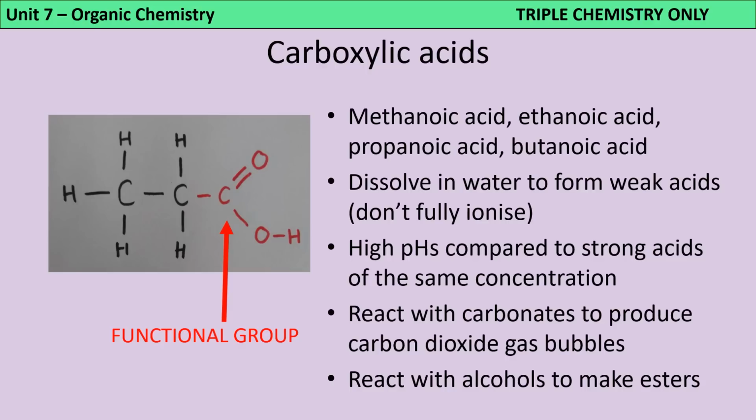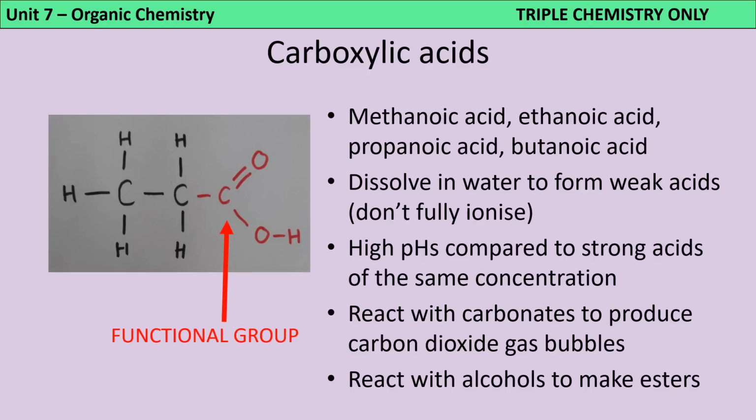Their functional group is a carbon atom double bonded to an oxygen atom and then single bonded to another oxygen atom that in turn is bonded to a hydrogen atom. If you're struggling to remember which way round the double bond and the single bond go, just bear in mind that oxygen always needs to make the same number of bonds. So double bond on the top and single bond on the bottom means that both oxygen atoms are making two bonds. Carboxylic acids dissolve in water to form weak acids.